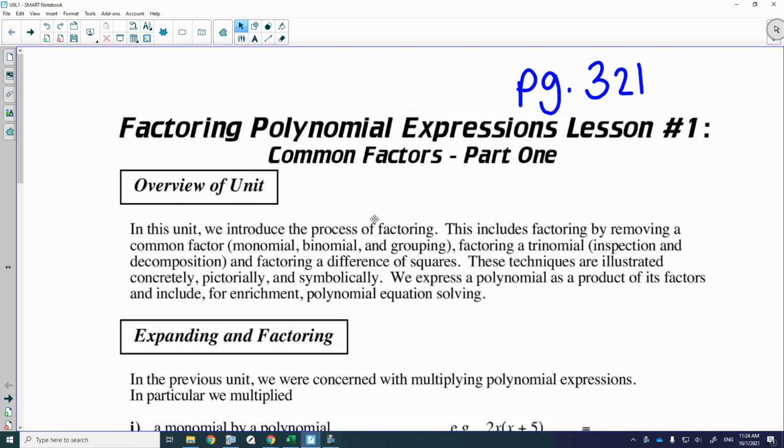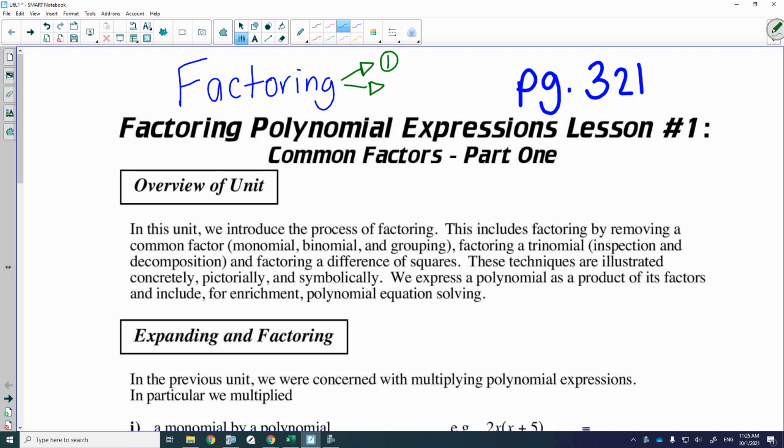Okay, so this chapter is on a brand new concept. You did not do this in Math 9 at all. The concept is called factoring. So I just want you to write factoring here. What's going to happen is I'm going to be teaching you 4 different methods of factoring, and you'll learn that today. Today is the first out of 4 methods, and it's a method of factoring by GCF.